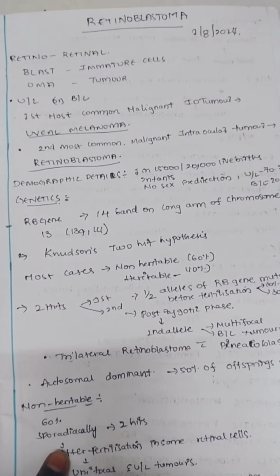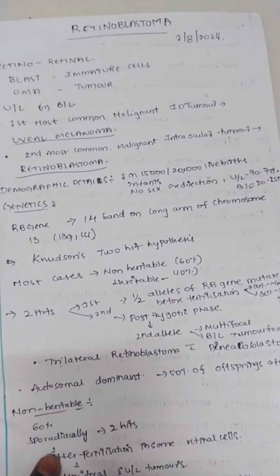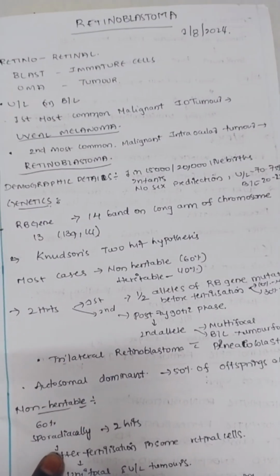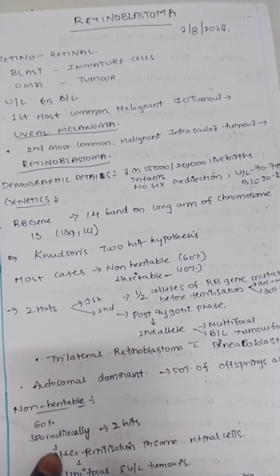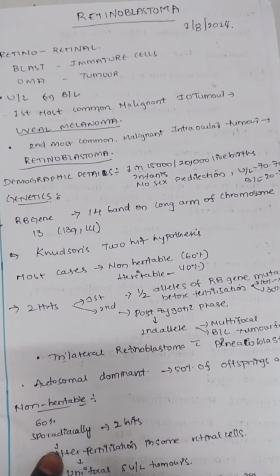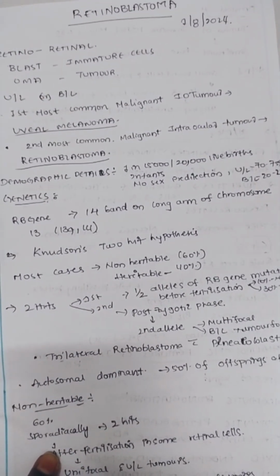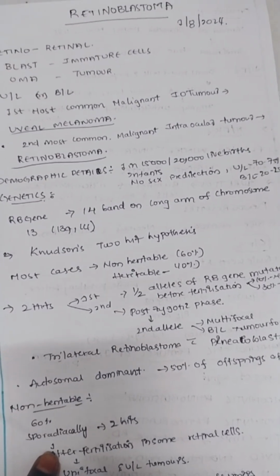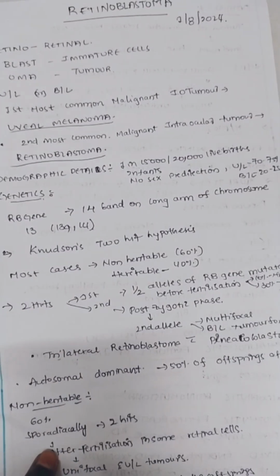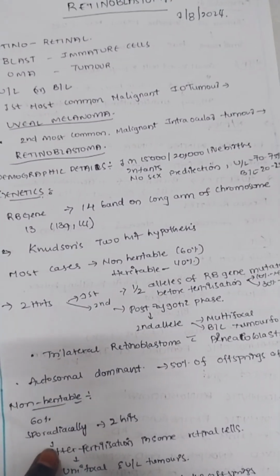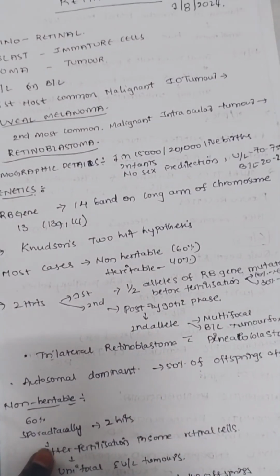Genetics: the RB gene, which is present on the long arm of chromosome 13, at the 13q14 band, gets mutated in retinoblastoma. According to Knudson's two-hit hypothesis, which we learned earlier in pathology, we need two hits to get retinoblastoma, as told by Knudson. Most cases will be non-heritable, 60%, and heritable is 40%.